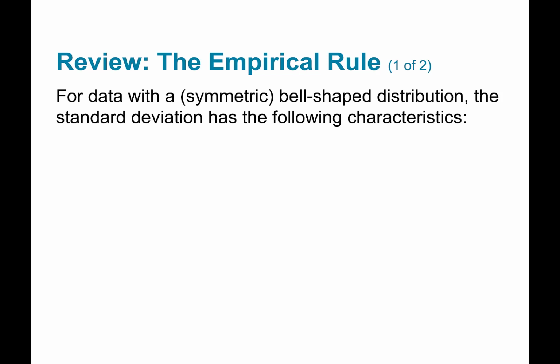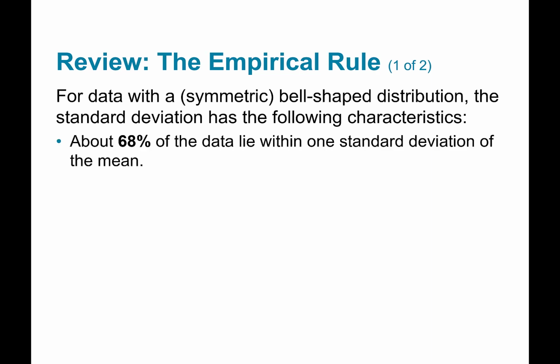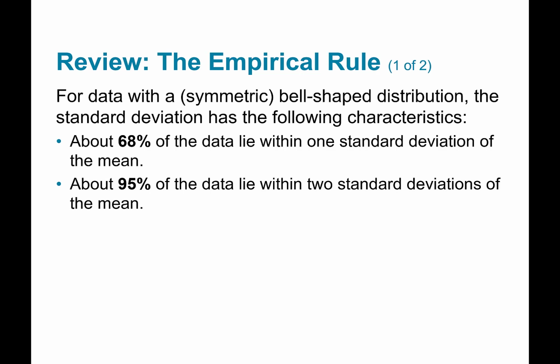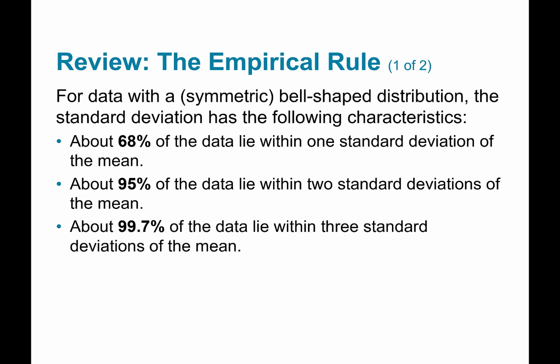Now let's review the empirical rule from chapter 3. So remember, for the empirical rule, as long as we have a symmetric bell-shaped distribution, which the normal distribution is, then our standard deviation has the characteristics that within one standard deviation of our mean, either above or below the mean, we have 68% of our data lying there. We have about 95% of our data within 2 standard deviations of the mean, and 99.7% of our data within 3 standard deviations of the mean. So you may remember this as the 68, 95, 99.7% rule.